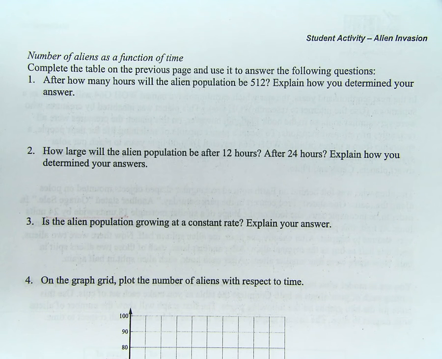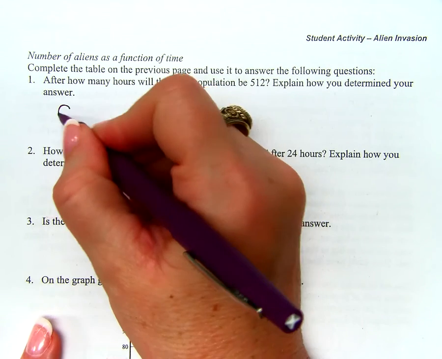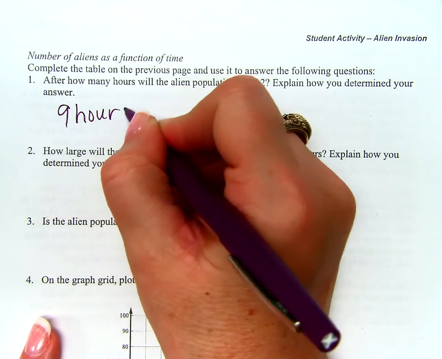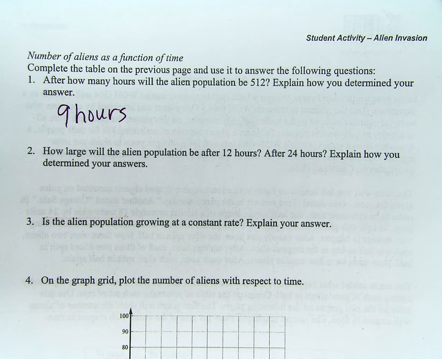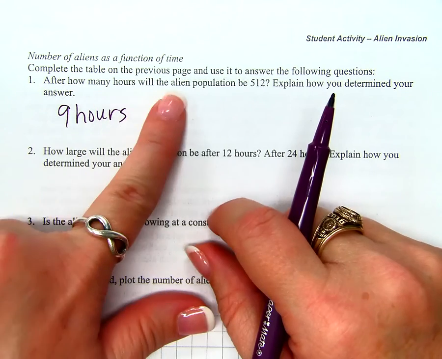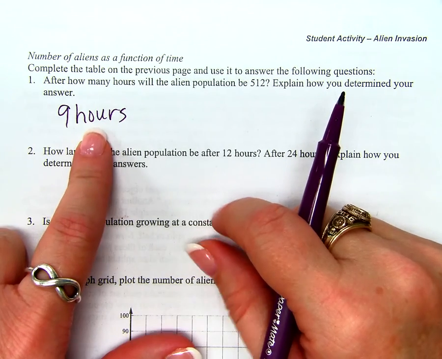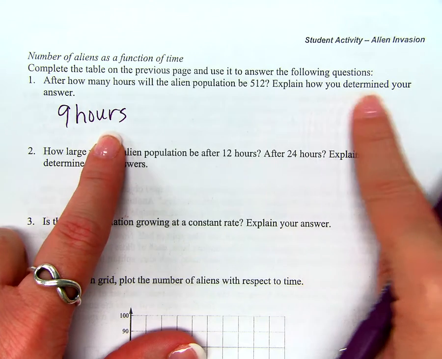Anybody have an answer yet? You got it? What'd you get? 9 hours. Oh, that makes me so happy that you said 9 hours and not just 9. Why does that make me happy? Yeah, because you answered the question, right? 9 doesn't answer the question. It says how many hours. Oh, 9 hours. Okay? Now I need you to explain to me how you found your answer.